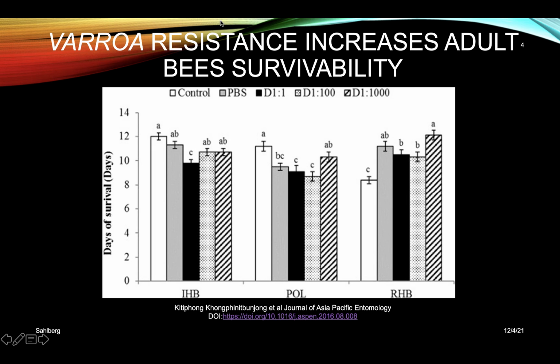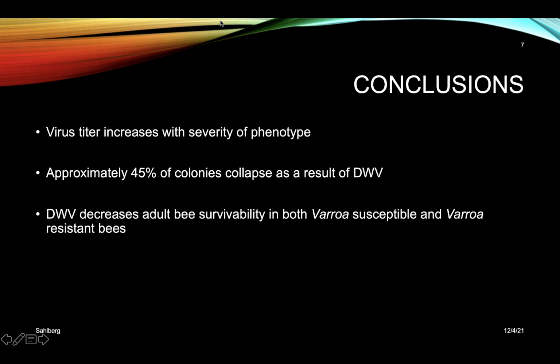In the Varroa-resistant POL group, those given the negative controls once again had a higher average survivability than those given the DWV lysate at D1 and D1 in 100 concentrations. However, the D1 in 1000 group showed a survivability intermediate between the 2 negative control groups. Conversely, the RHB group that was unfed lived the shortest, and the groups fed PBS and 1 in 1000 DWV lysate lived the longest, followed by D1 and D1 in 100. This data suggests that DWV decreases the survivability of adult bees that are Varroa susceptible and likely decreases the survivability of adult bees that are Varroa resistant at higher concentrations.